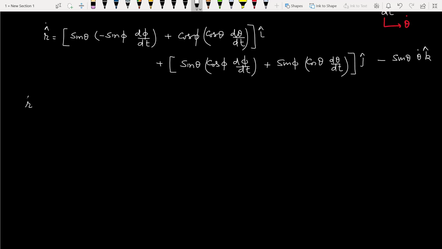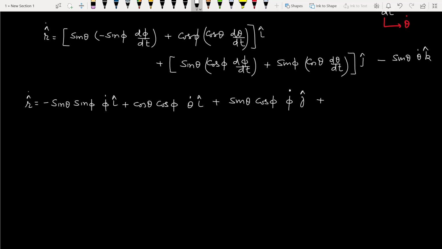So r cap dot is equal to minus sin theta sin phi phi dot i cap, plus cos theta cos phi theta dot i cap, plus sin theta cos phi phi dot j cap, plus sin phi cos theta theta dot j cap, minus sin theta theta dot k cap.